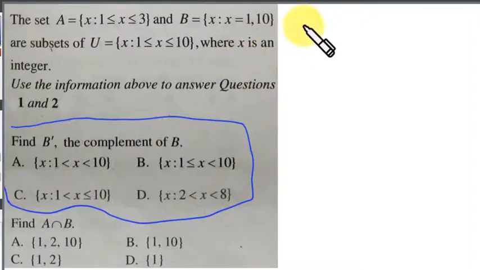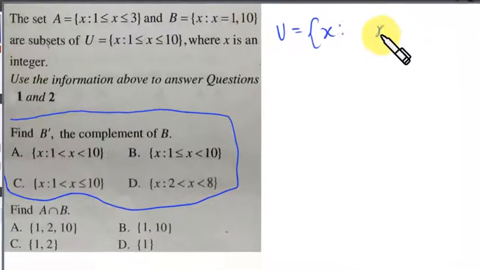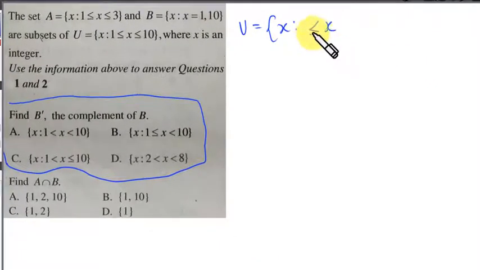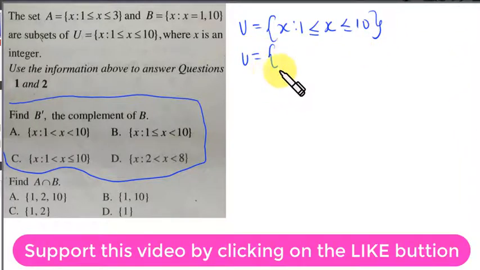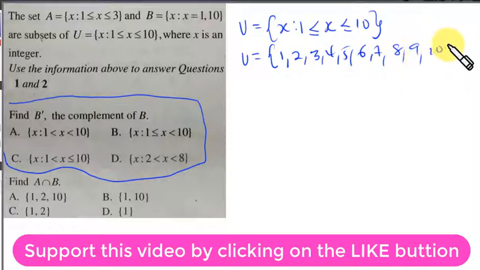So I'm going to write down the universal set, and it says that x is such that the element x is greater than or equal to 1 but less than or equal to 10. So what are the elements of the universal set? Greater than or equal to 1 means it will start from 1, and less than or equal to 10 means it will end at the number 10. So 1, 2, 3, 4, 5, 6, 7, 8, 9, then we have 10.